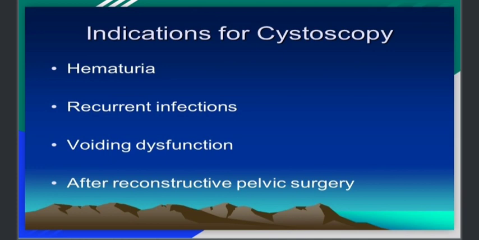First is hematuria, that means blood in urine. Next is recurrent infection, that means infection which occurs in large number or for a long period of time. Next is voiding dysfunction. That means your patient is unable to completely empty the bladder. Next is after reconstructive pelvic surgery. That means reconstructive pelvic organ surgery.